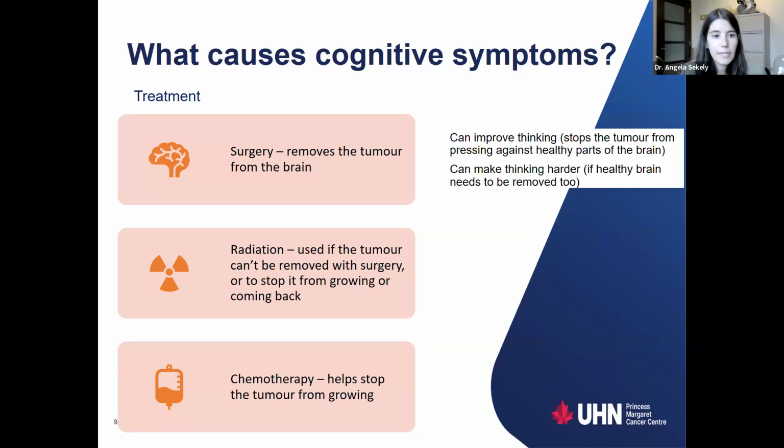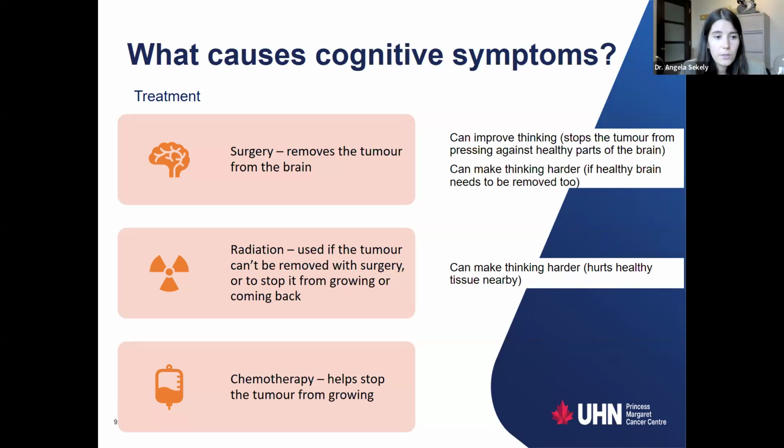So when we think about surgery, the goal of surgeons is to remove the tumor from the brain. If the tumor is pressing against healthy parts of the brain or compressing them, making it much harder for those parts of the brain to work, and the tumor is taken out and that compression is relieved, then thinking abilities can actually improve. However, if the tumor is in a difficult part of the brain to access and healthy brain tissues also need to be removed to safely get the tumor out, then it can also make thinking abilities harder.